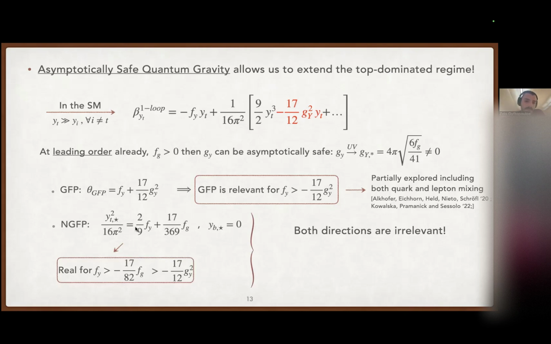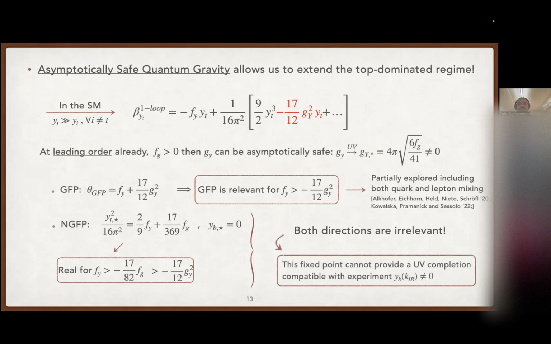because if the top direction is irrelevant, then we can have a prediction and we can flow towards the top-dominated regime. However, if the other couplings are irrelevant, then this fixed point will predict that all of the other quarks are zero. So this fixed point cannot provide a UV completion compatible with experiments, because we know that all of the other quarks also have non-zero masses.